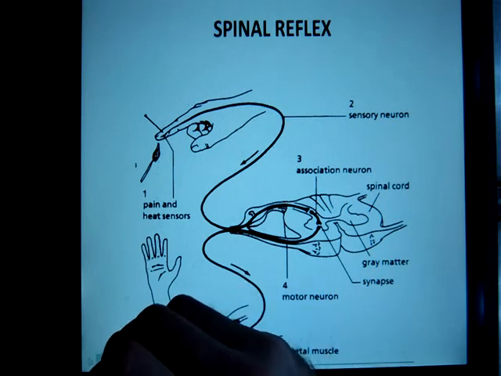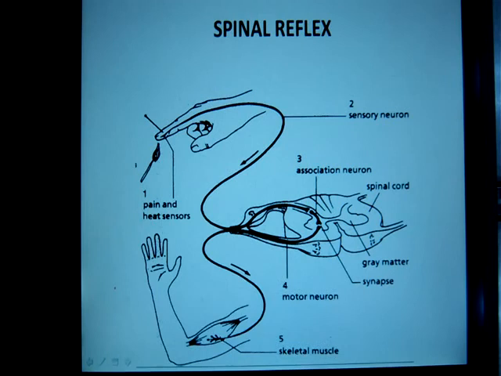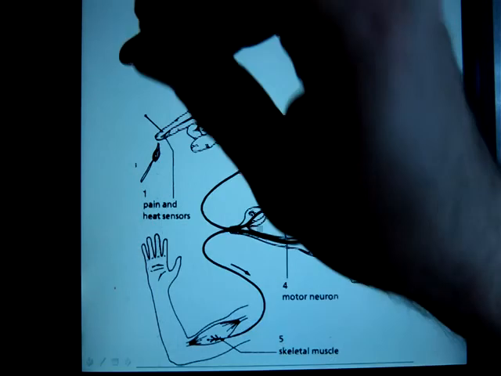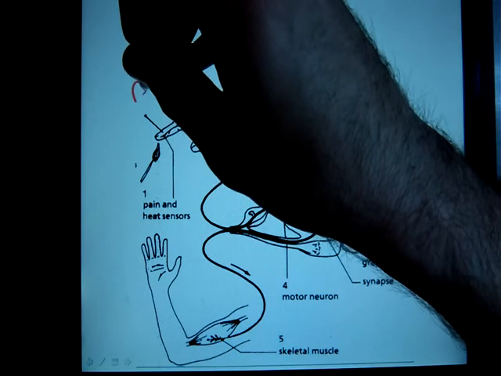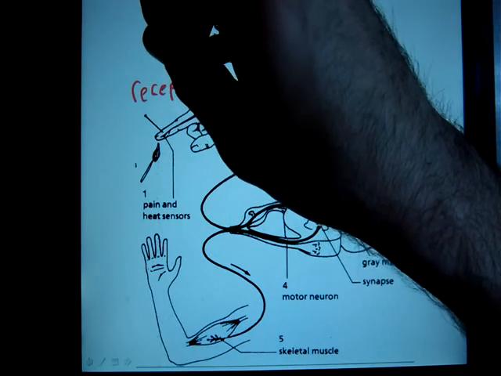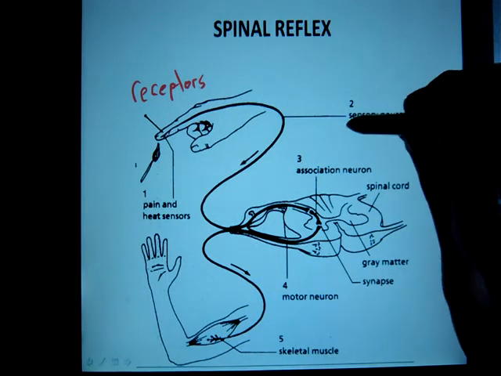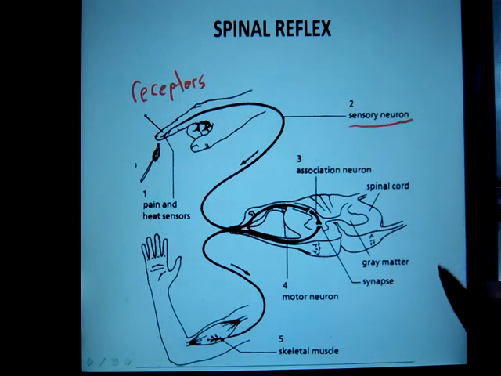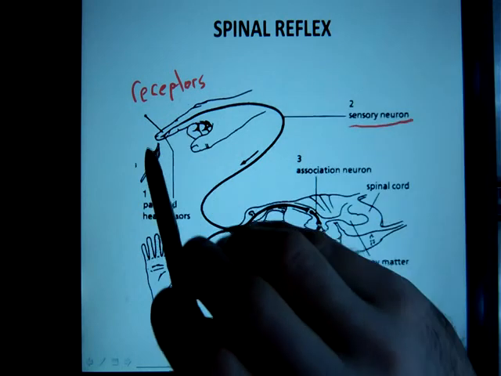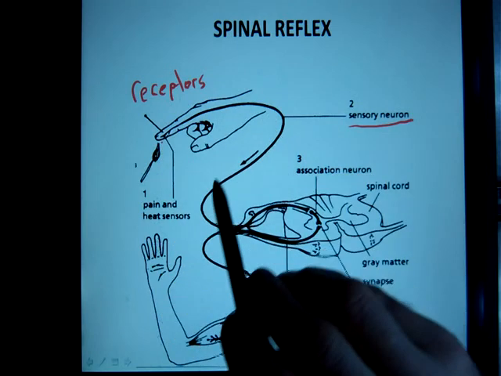So the first step is this. You touch something hot, and that stimulus is picked up by special cells called sensory receptors. So that's step number 1. The stimulus is picked up by special cells whose job it is to receive that information. So that's a sensory receptor. Step number 2, the sensory receptor sends that information to a sensory neuron. Now the sensory neuron's job is to transmit information from your skin or your other sensory receptors to your central nervous system. So it's going to take that message up your arm to your spinal cord.